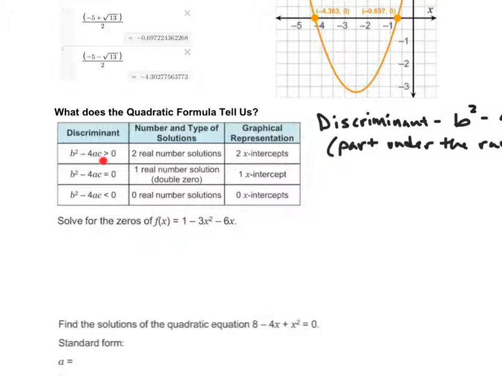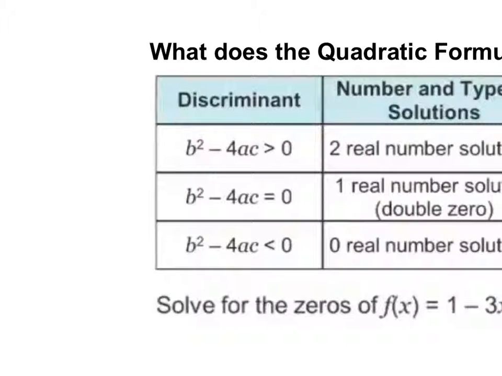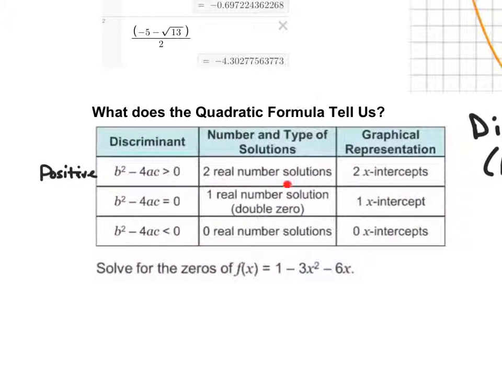So when the discriminant, b squared minus 4ac, the part that's under the square root, is a positive number, meaning it's greater than 0, then you have two real numbered solutions. And that means that your graph crosses the x-axis twice.